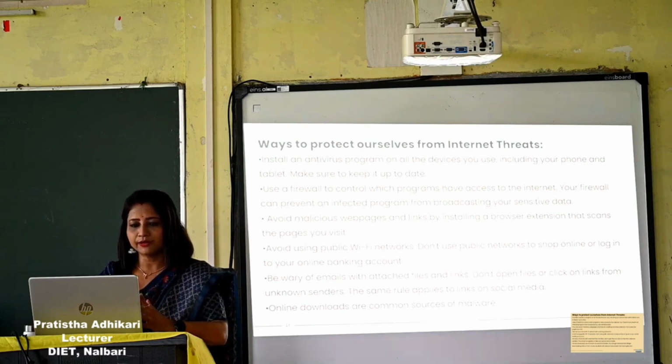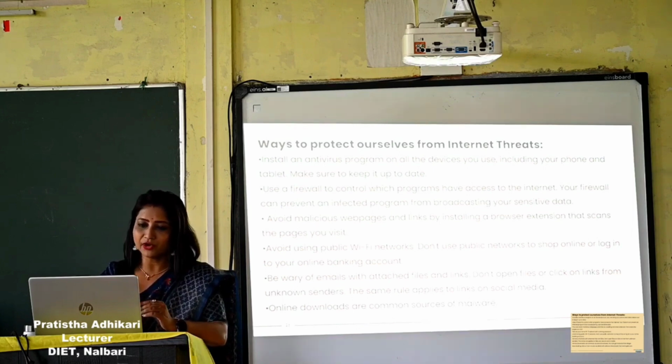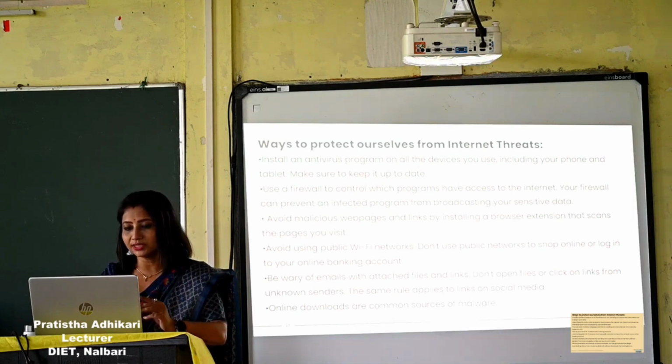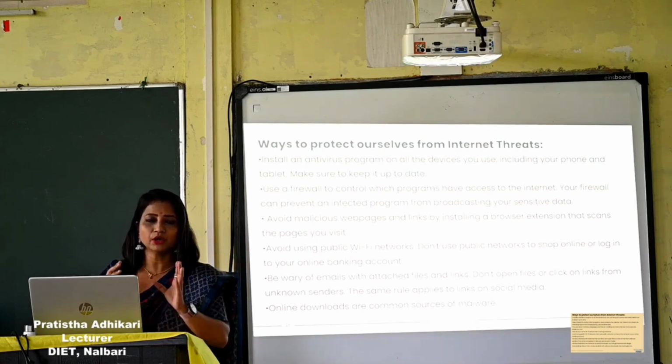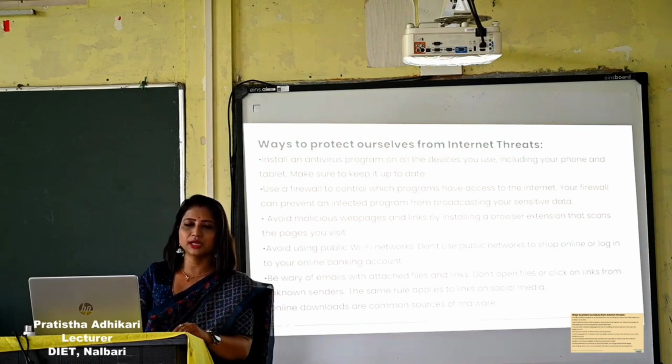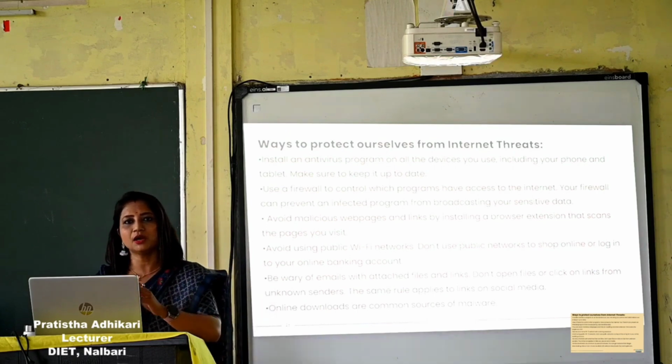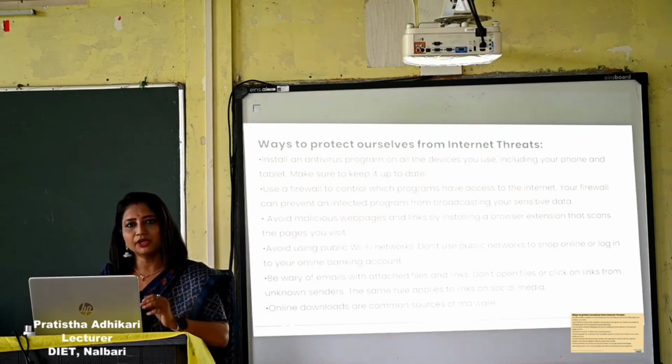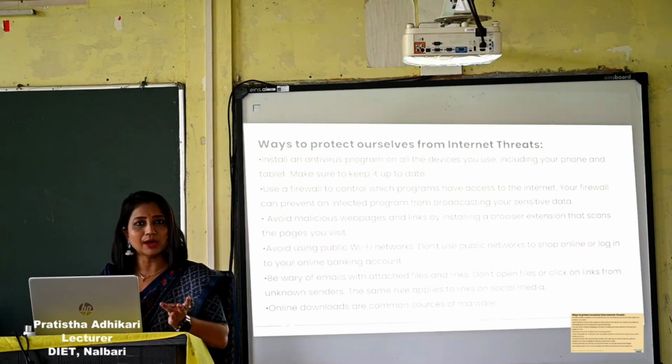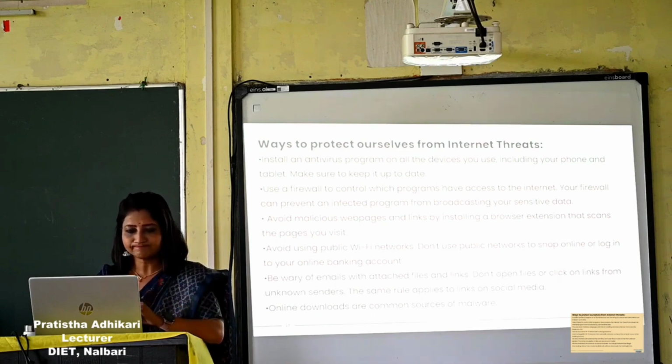It is advisable to install an antivirus program on all the devices you use, including your phone and tablet, and make sure to keep it up to date, because you can all see that nowadays updates are coming up every now and then. It is advisable to update your device, whichever device you are using, be it your phone, laptop or computer, from time to time.